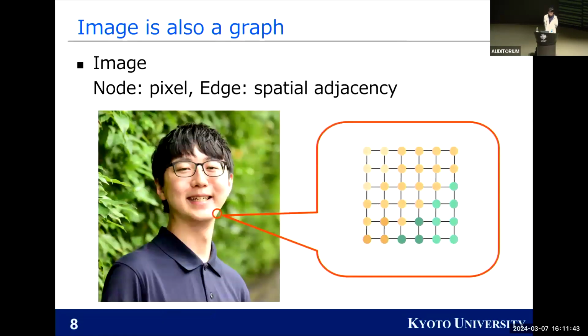Okay, and actually an image is also an example of a graph. An image is a special case of a graph, which has a very special, regular grid-like pattern, where a node is a pixel and an edge is a spatial adjacency. And the typical image graph contains many nodes. For example, if an image is 1,000 pixels by 1,000 pixels, then this graph contains 1,000,000 nodes. So a graph is more general than an image.